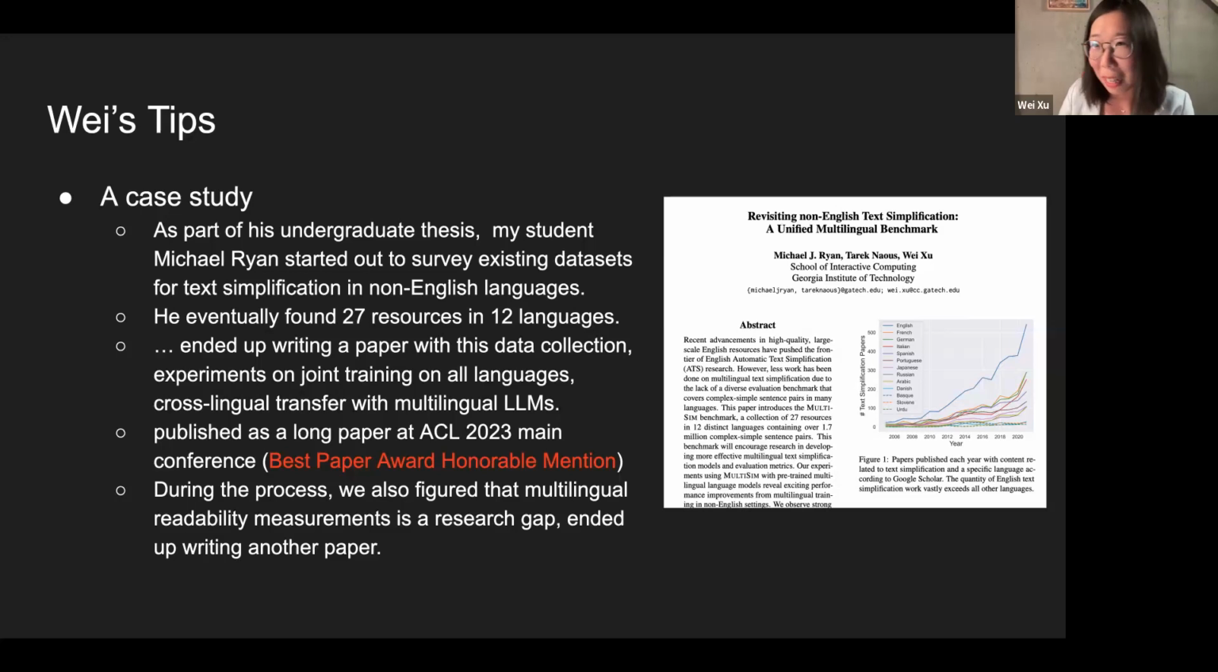And more impressively, during the process we figured we actually wanted to analyze the readability level of these texts, how hard they are. We realized that people have done this for English, but the multilingual side is not very well developed. So together with my PhD student Tarek, we wrote another paper on that. So this was a very successful way to do a survey, I would say. Hopefully that inspires you to conduct your own survey, especially if you haven't written a paper yet and it's going to be your first paper. It's a good starting point.